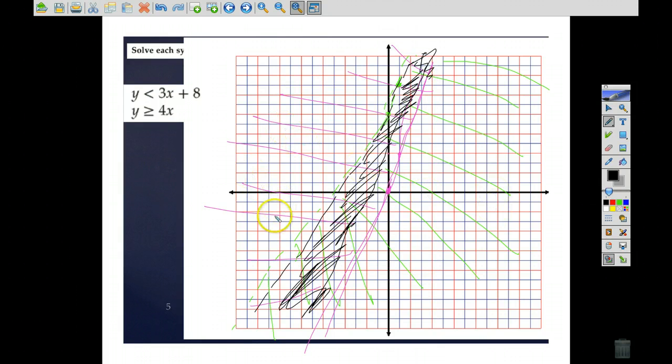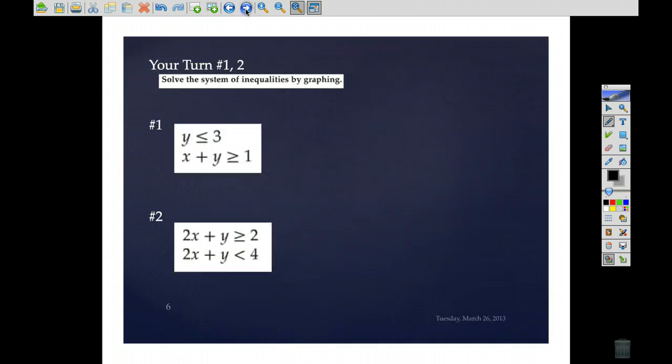Okay, so next will be your turn. Go ahead to the next slide. Okay, here's your turn, numbers 1 and 2. Solve the system of equations by graphing. If you can, use 2 different colors so we can clearly see which part you're trying to graph here. So do numbers 1 and 2 on graphing paper, and then come back when you are done.